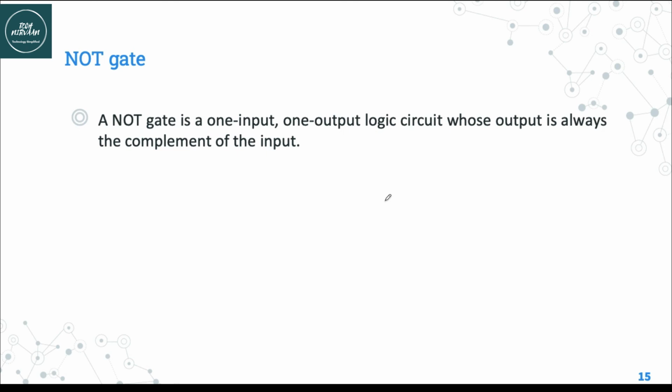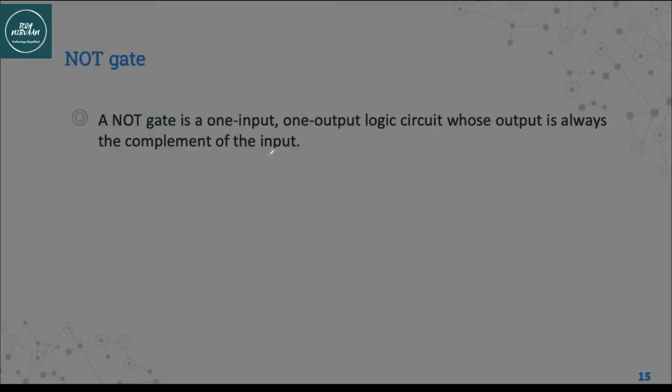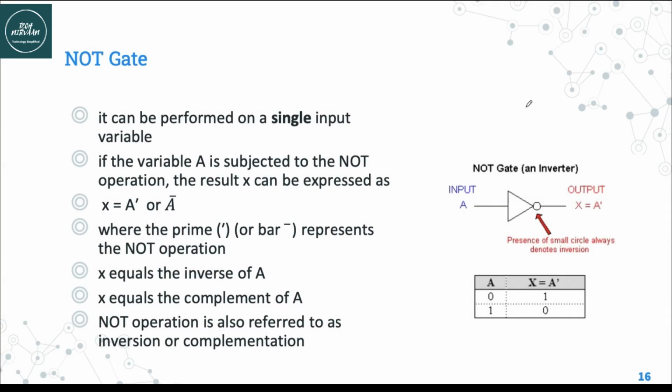Now the third basic gate is the NOT gate. So NOT gate is one input and one output logic circuit. The output is always the complement of the input. So the symbol is like this. Symbol is like a triangle with a circle. Input is always single input, output is always single output. So always there is a single input variable, which means we will have 2 raised to 1 equal to 2 input combinations.